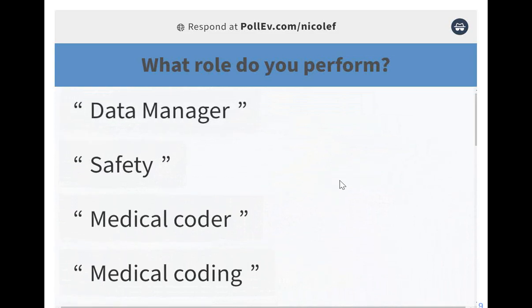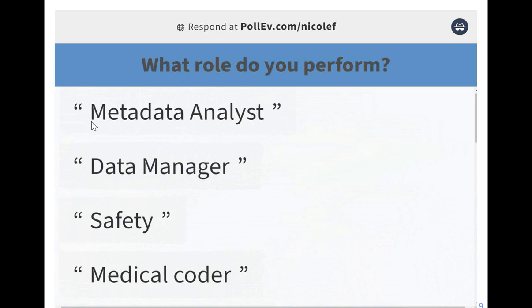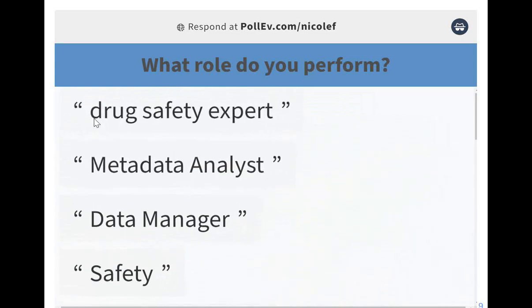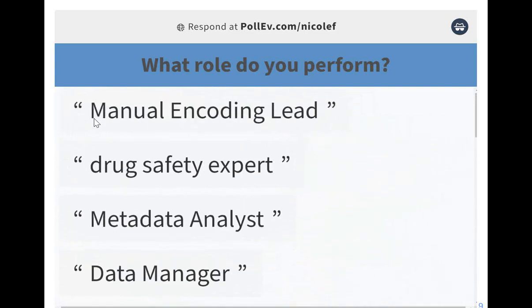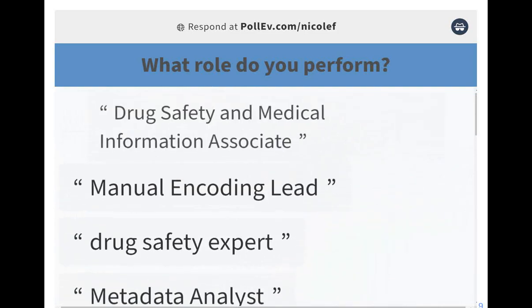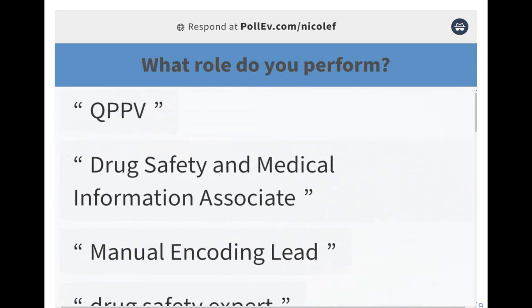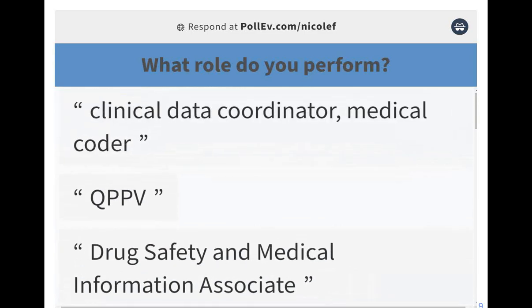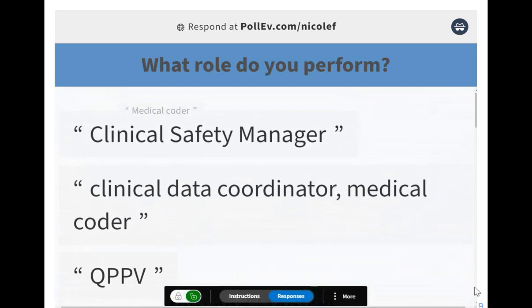Excellent. So good. We're getting lots of responses, so people are interactive, very encouraging for Nicole and myself to see that. Metadata analyst. Very good. About the drug safety, we have a good mix. Safety clinical. This is great. It looks like everything's working, so we could probably move on. Another QPPV. Great. This is awesome. Okay, so let's move on to the next slide and kind of get started.